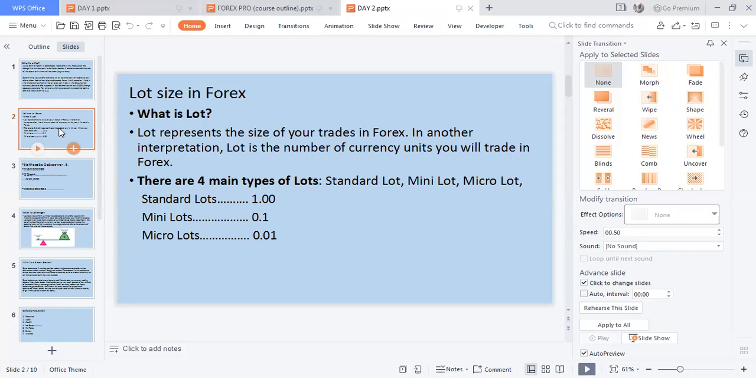You see that nano lots? Nano lot is so negligible. For instance, when you are saying 0.001, it is so negligible. So that's why people don't really specify on that lot size, but rather they specify on standard lots, mini lots, and micro lots. So let's talk about it deeply.